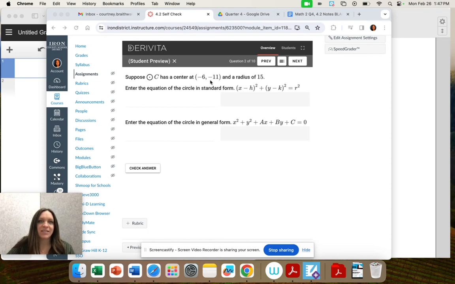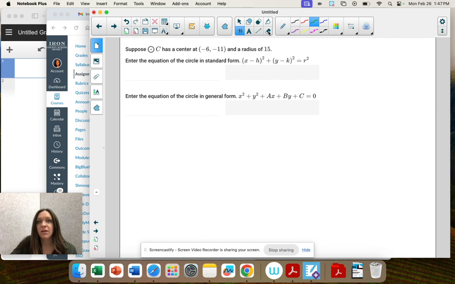Suppose circle C has a center at -6, -11, and a radius of 15. We want to put the equation in standard form, which is what we did in the last section, and then we're going to multiply it out into general form. So remember our center is H, K.